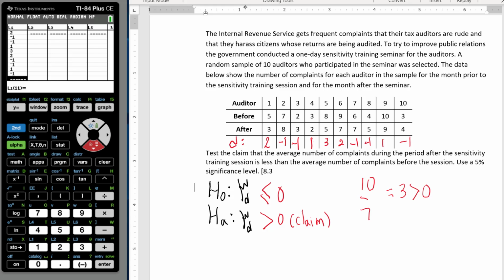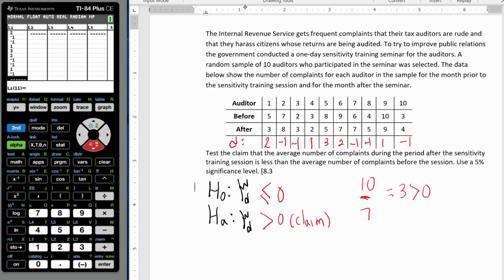So we need to test whether this training works. If the training works, the number of complaints after the training should be less. So this is what I did. I came up with a number here, and then I came up with another number which is less and subtracted the two. And if the difference is positive, then this is what your alternative is. If it is less than 0, then your alternative will be less than 0.